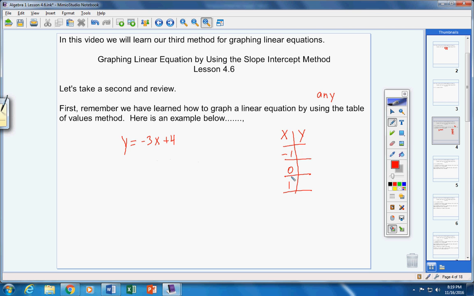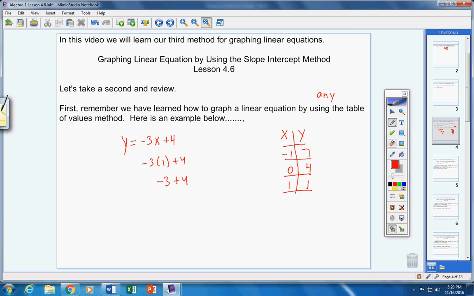Next, you substitute these values in one at a time to find the y values. So where x is, I'm going to put a negative 1. Negative 3 times negative 1 is 3, plus 4 is 7. Alright. Next, I'm going to substitute 0 in for x. Negative 3 times 0 is 0, plus 4 is 4. Then lastly, I'm going to substitute 1 in for x. Negative 3 times 1 is negative 3, plus 4, which would give you a 1.